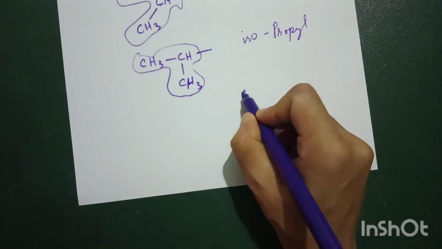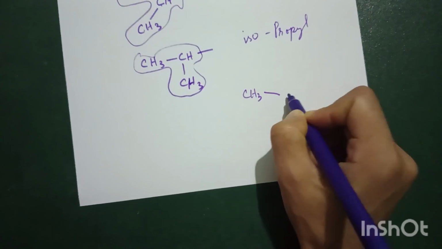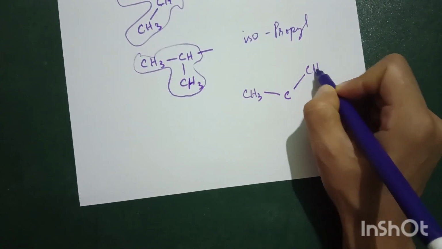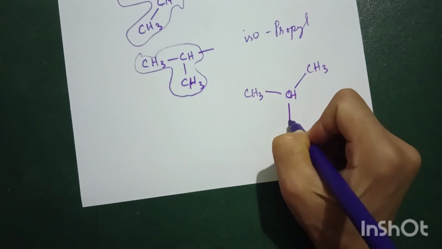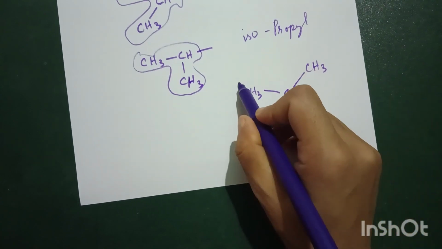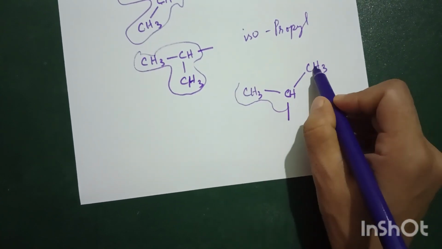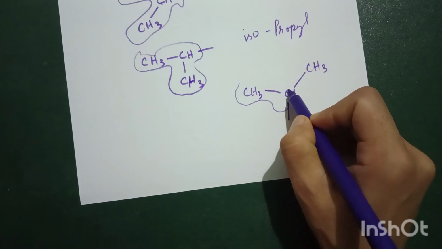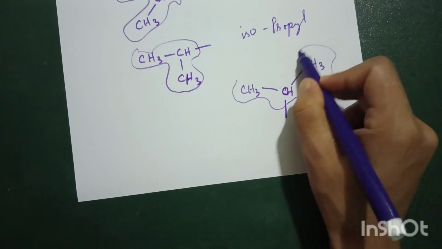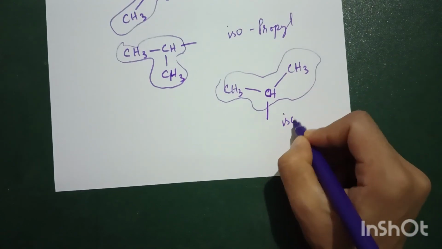Sometimes the structure in some of the reactions may change into CH3 in this way. So you have to keep in mind CH3 connected to this carbon, it is your what? It is your isopropyl.